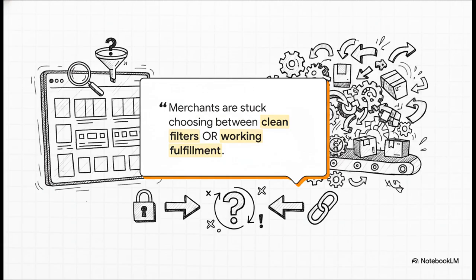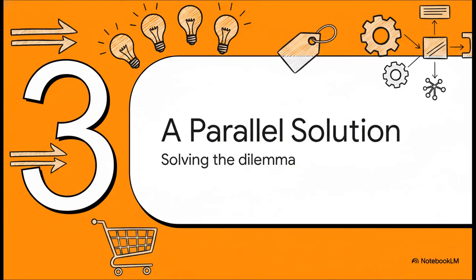So this leaves you with this impossible choice. You can either have clean, professional filters that your customers can actually use, but your orders won't get fulfilled automatically. Or you can have your orders processed smoothly in the background, but your storefront is a total mess. It's the classic catch-22 of e-commerce. You just can't win. But what if you didn't have to choose? What if there was a way to get around the problem instead of trying to plow through it?